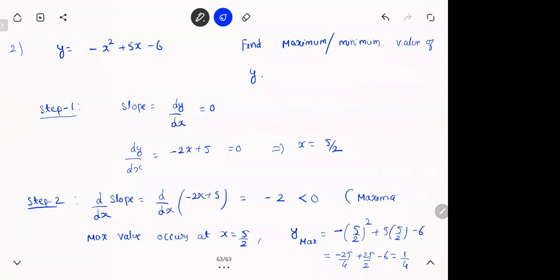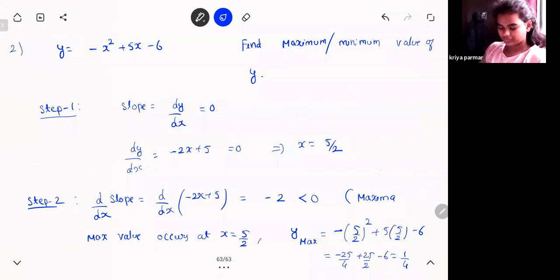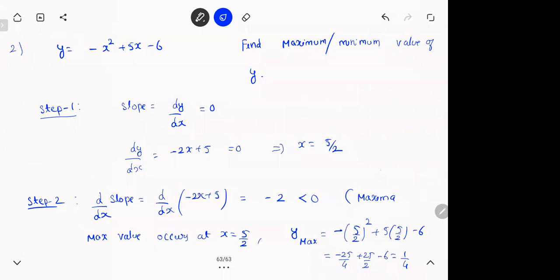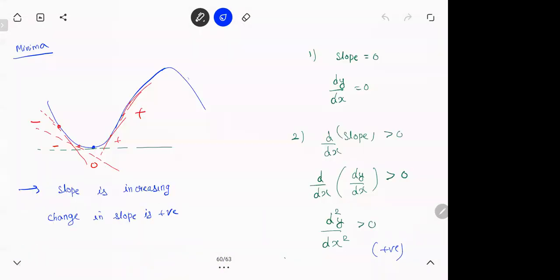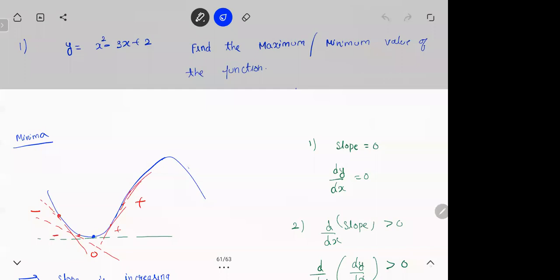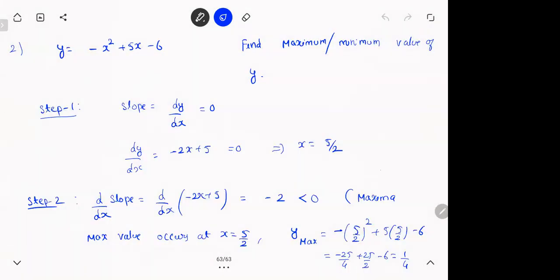Ganesh, Mahi, is this fine? So what if we substitute minus 2? Why are you substituting minus 2? What is minus 2 actually? Minus 2 is the rate of change of slope, the double differential. You only have to check whether the double differential is positive or negative. I don't care what the value is. You're getting it? When you're substituting, you need to ask yourself, does this make sense? Why are you substituting 2?